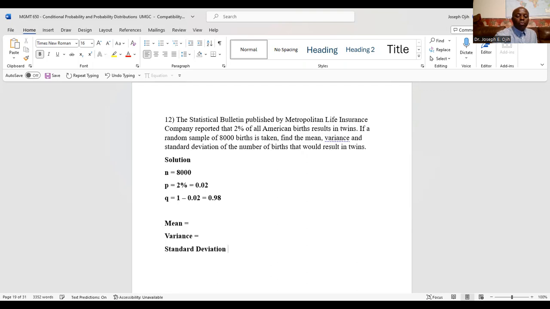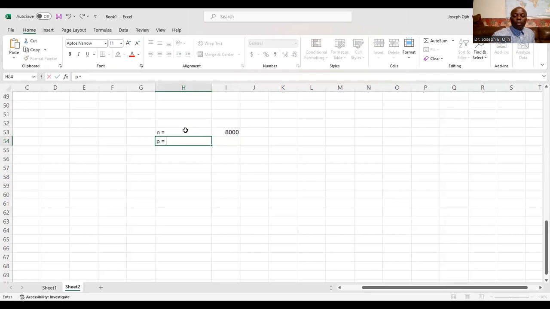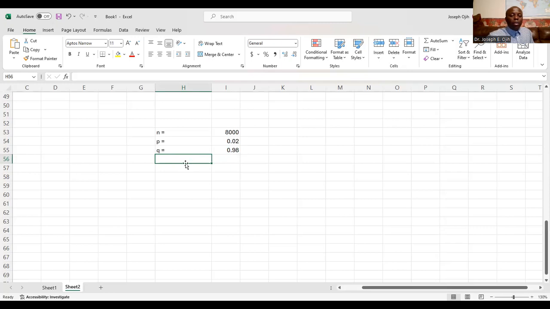That's what they're looking for with this information. So let me go and put Excel to make it faster for us. Okay, all right, we have this. So you have n is 8,000. P is, we got 0.02. And then Q equals 0.98. Then with this we can now get our mean, variance, and standard deviation.